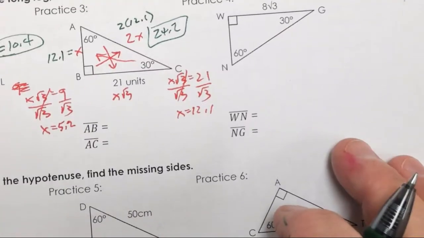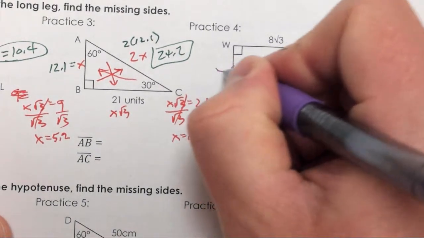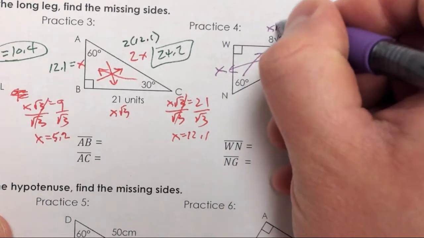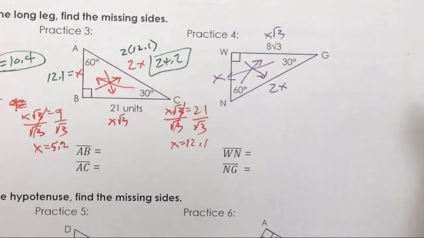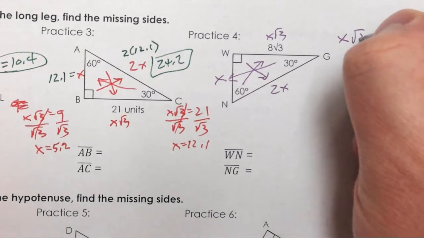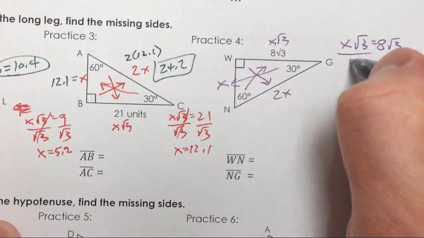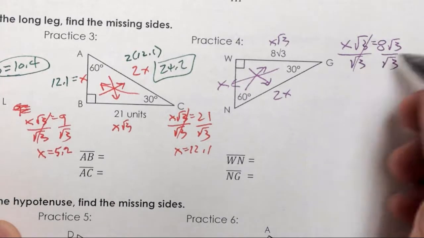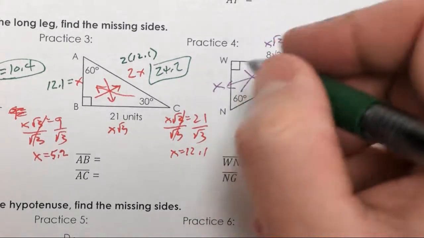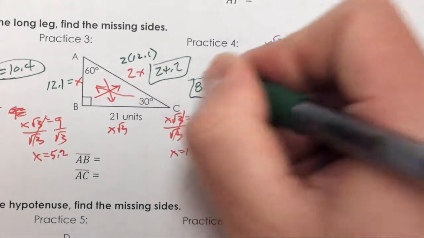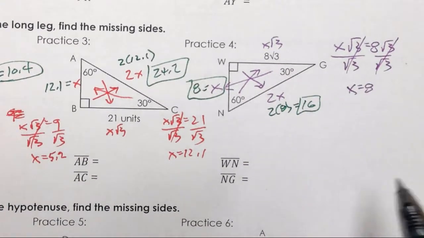Next one we have here is practice problem number 4. Opposite the 30, we label x. Opposite the 60, we label x square root 3. Opposite the 90, I'm going to label 2x. So again, we know the long leg here. So I'm going to put x square root 3 equals 8 square root 3, because I need to solve for x. And this is another situation where we divide by the square root of 3. Luckily, we get x as a whole number. So I get x as 8 in this case. So if x is 8, that means the short leg is 8. And if I double 8, I get 16. That is the hypotenuse.